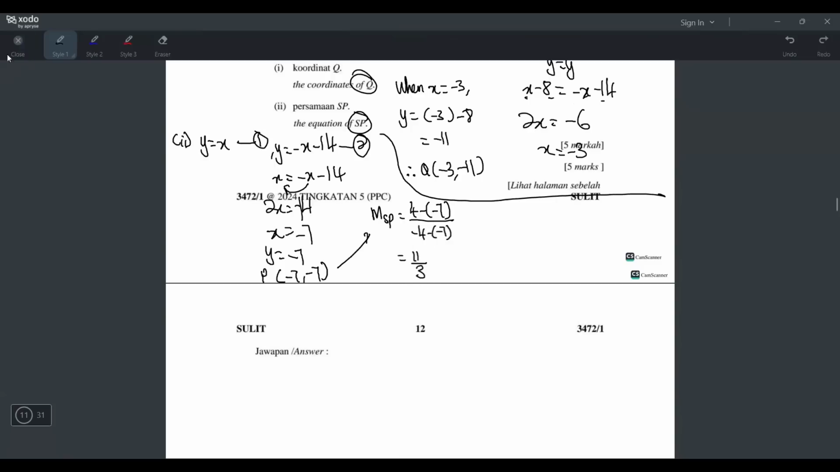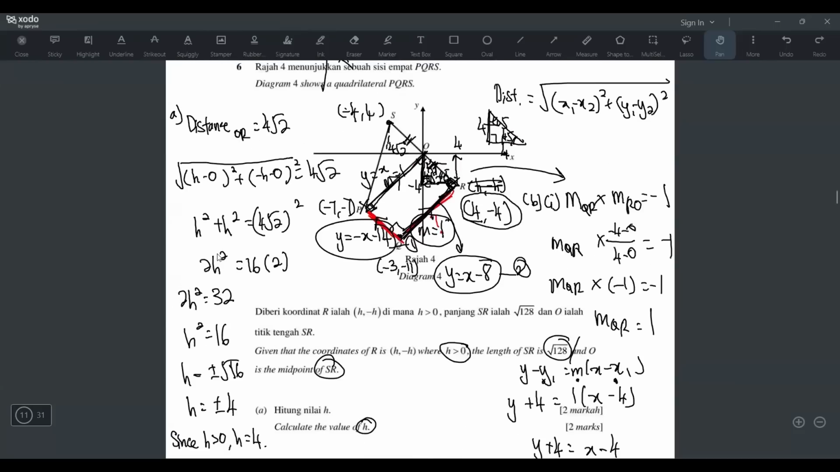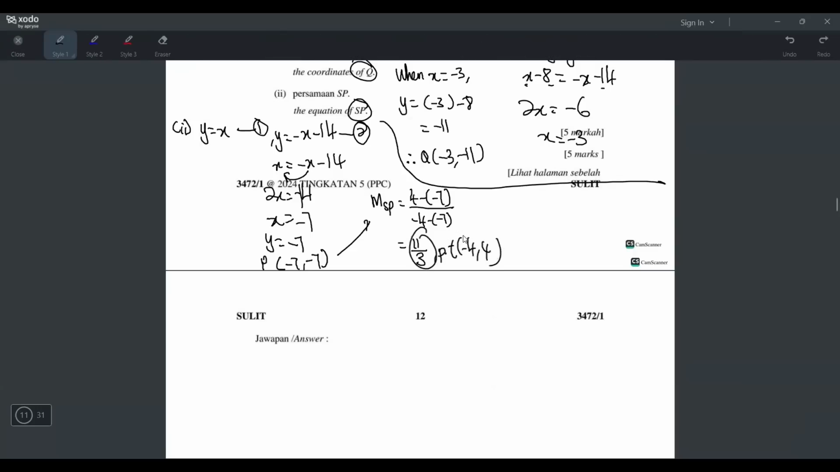Okay, now we have the gradient, but when we find equation, we also need the point yang passes through. So the garisan SP, which point can I use for the point yang passes through? So we can either use negative 4, 4 or negative 7, negative 7. Okay, I'll use negative 4, 4, right? So passes through negative 4, 4. So with the gradient and this point, now we can find equation. And which formula we use? y minus y1 equals gradient times x minus x1. For the gradient, 11/3 lah. y minus y would be y minus y coordinate, so y minus 4. x minus x coordinate is x minus negative 4, which is x plus 4.